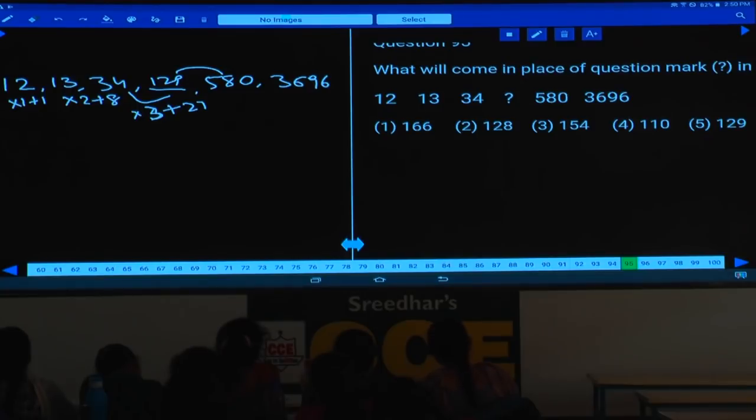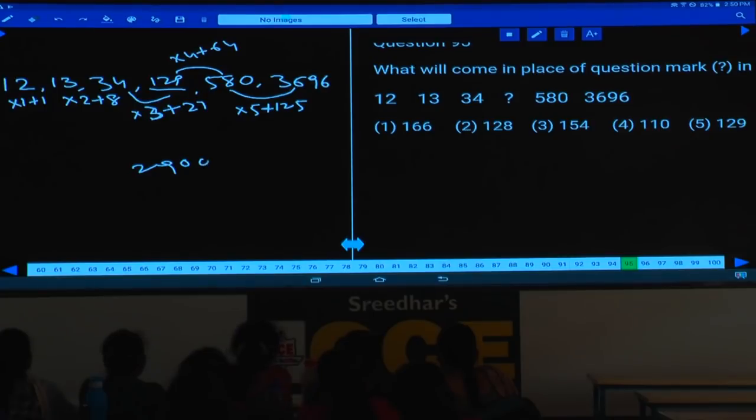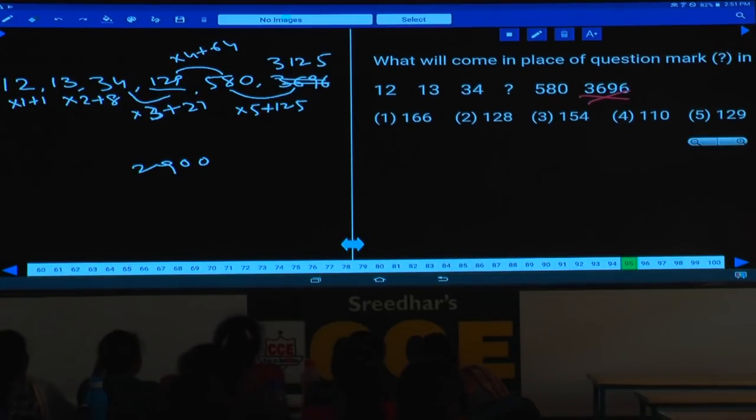Then again here it must be into 4 plus 64. And 129 into 4 plus 64 is 580. Next one, 580 into 5 plus 125. What is 580 into 5? That is 2900. 2900 plus 125 is how much? 3125, hence this is the wrong number. Now the question itself is wrong. In the place of 3696, it must be 3125. Hence what is the wrong number here? Choice 5 is the wrong number, 129.